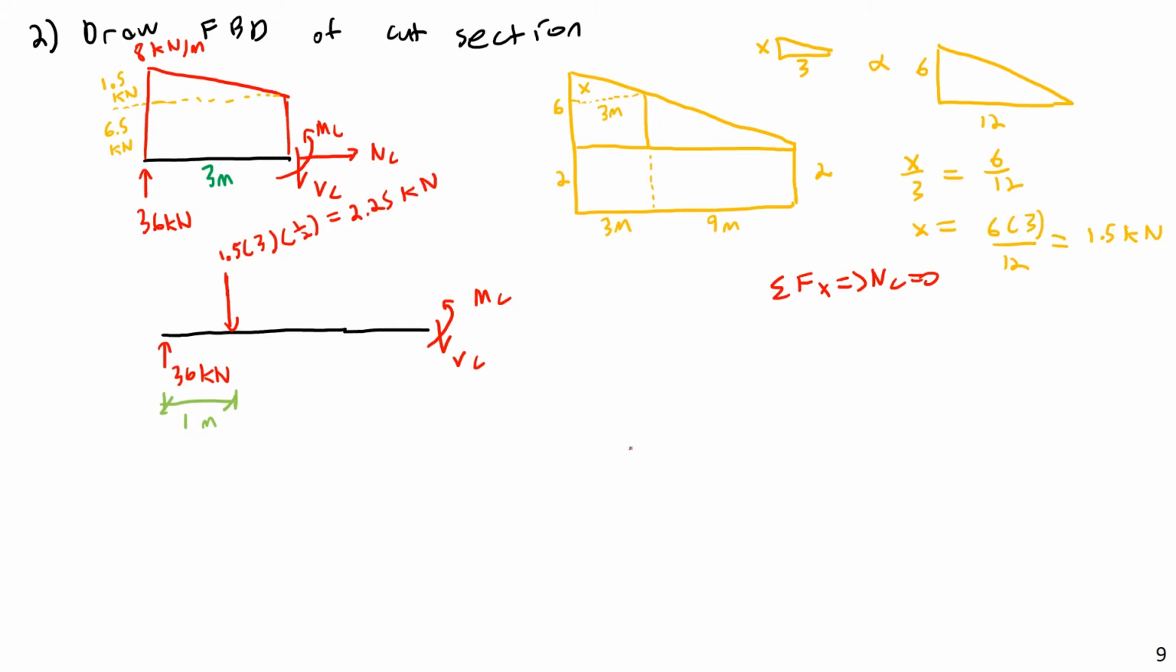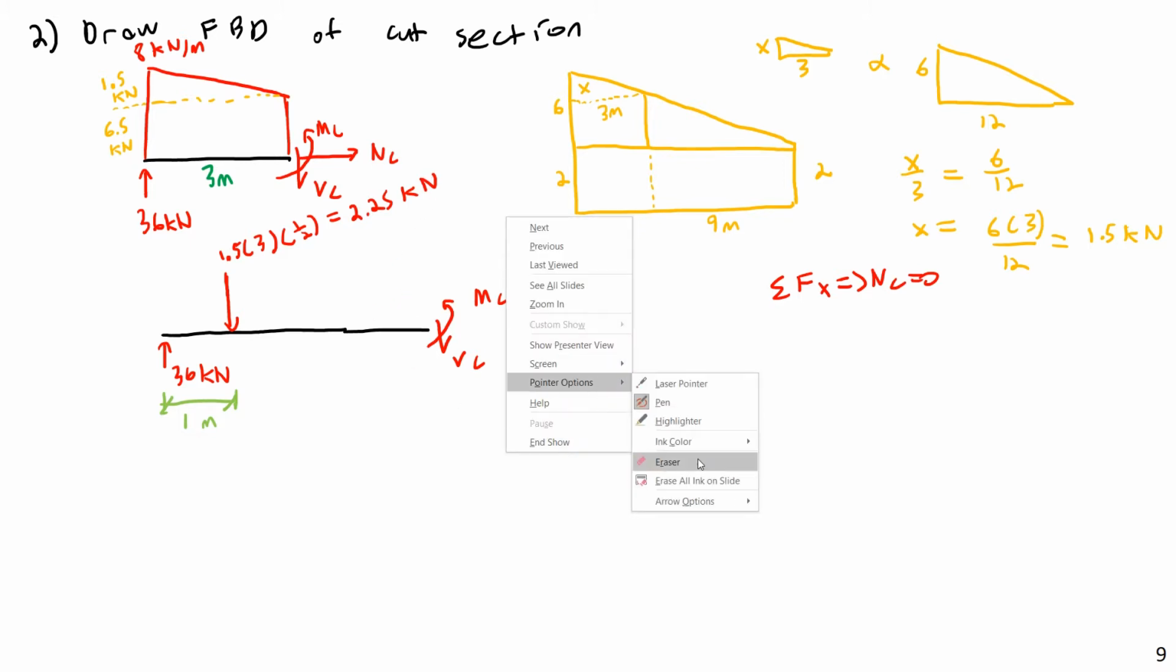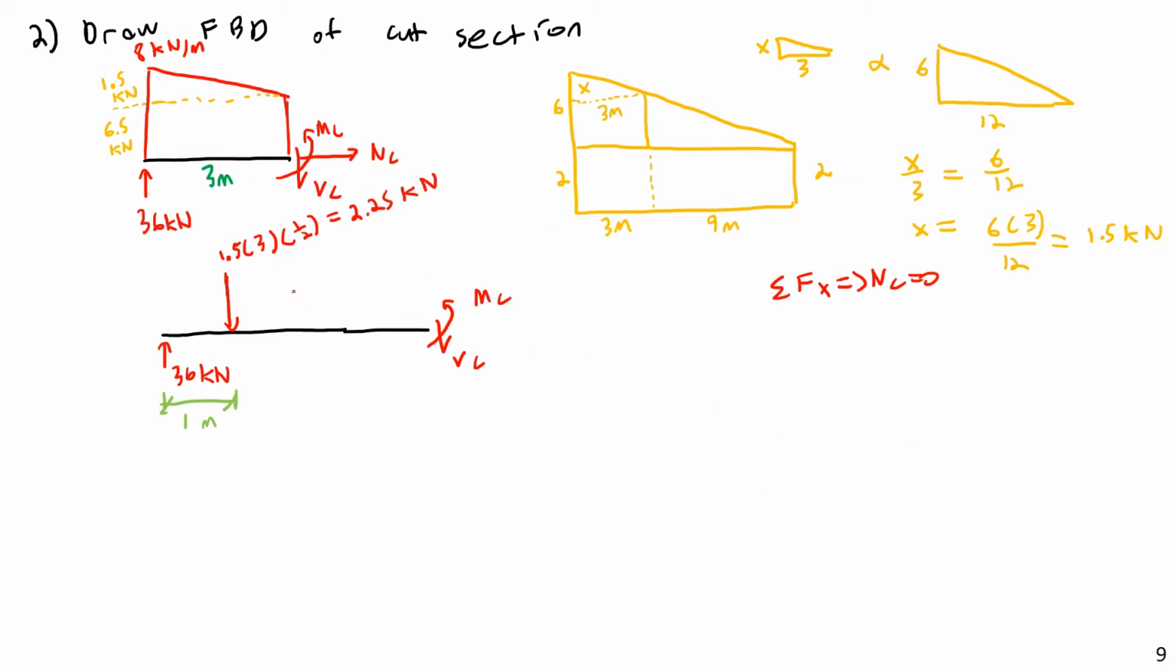Kilonewtons. Anyway, stupidity aside, let's then go and find the equivalent point load of the rectangular portion. This is going to be 6.5 kilonewtons, well actually kilonewtons per meter, if I want to actually show the units, you do it like this, times a length of 3 meters. And that should come to 19.5 kilonewtons, so 6.5 times 3. And it does indeed come to 19.5 kilonewtons.